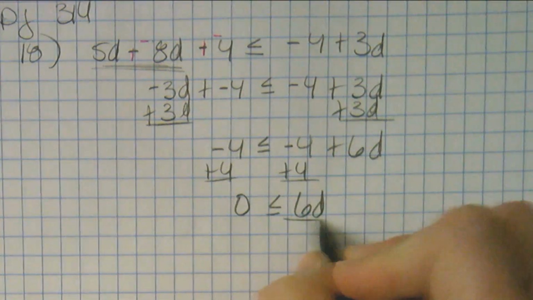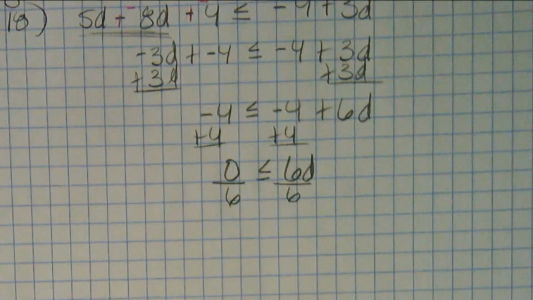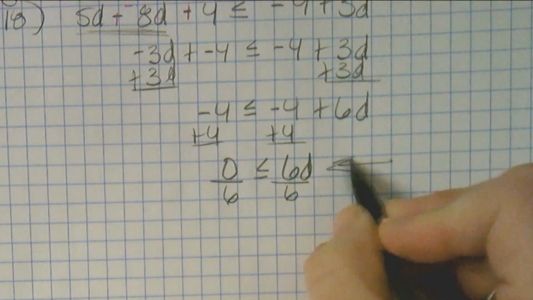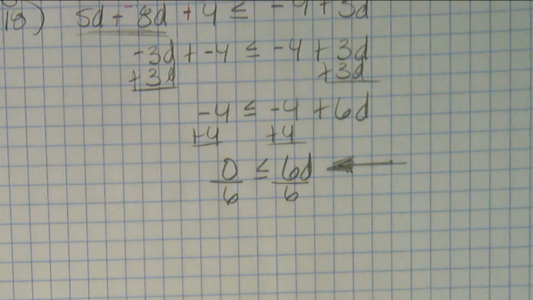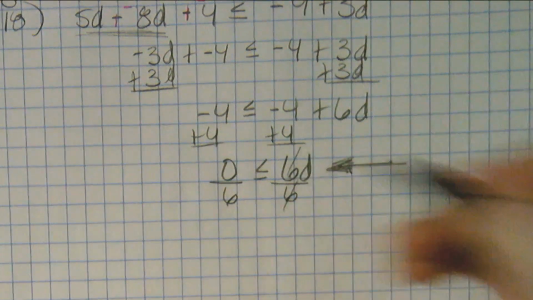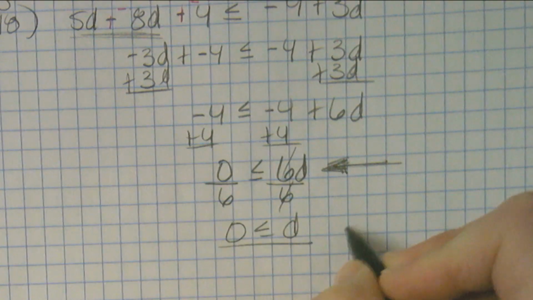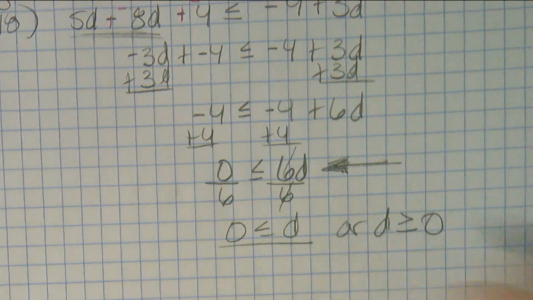I need to get rid of that multiplication by 6. It's positive, so I don't flip it. This is where we look to see if our coefficient is positive or negative. That is at the point when we have a one-step inequality. My 6's divide out, so I end up with 0 is less than or equal to d, or d is greater than or equal to 0.